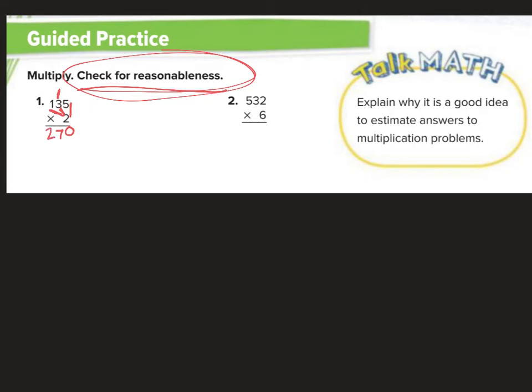Let's estimate here. If I took 135, I'd say that's about 140. And this is only multiplying by 2, so 2 times 14 is 28. I have 1 zero, so 280. Is 270 close to 280? Yes, and we can put a wavy equal sign to show that they are about the same. So it does check out.